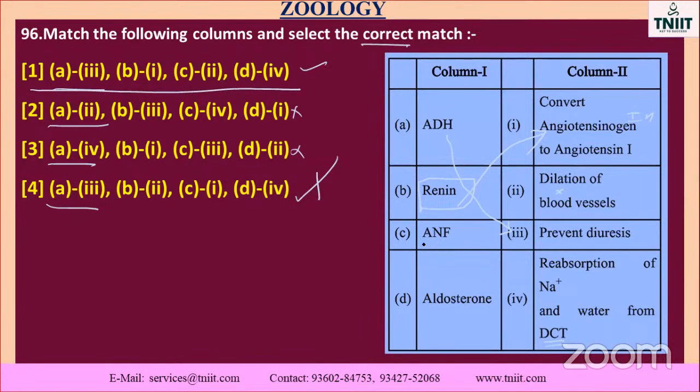ANF. What is the meaning of ANF? ANF is related to which one? Automatically C2. See that C is 2. Dilation of the blood vessels. So this is the correct option. Last one, as it is, the option is there. Aldosterone is essential for the reabsorption in the DCT, distal convoluted tubule, and also the proximal convoluted tubule, followed by the Bowman's capsule. Okay, so this is also a correct one. So the option is which one? This part.